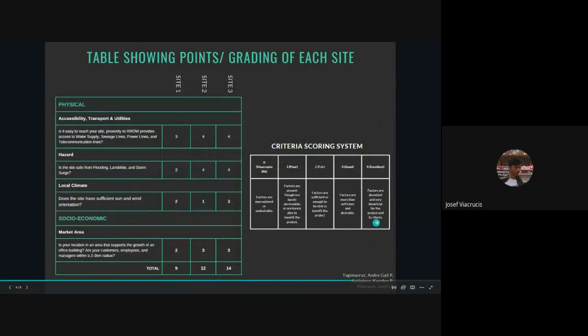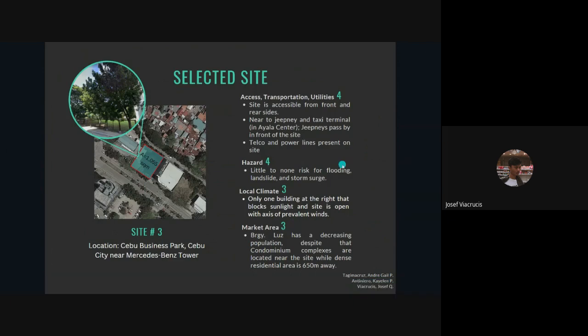So next is the scoring of the sites. With the more specific scoring from the previous slide, this is how we scored the 3 sites. Using the scoring system, we have concluded that site 3 is the best and is most suitable for the project. And this is the selected site.